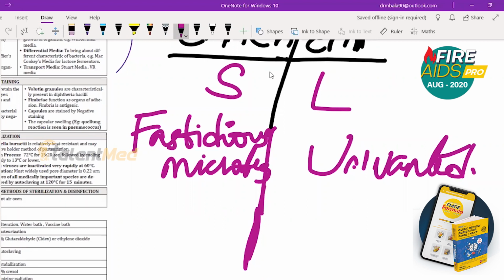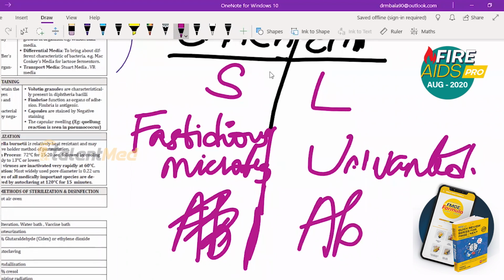Okay. Then the fourth point is that enrichment media has antibiotics. Sorry, this is enriched, right? In enrichment, you will add antibiotics. In enriched, you will add nutrients. Nutrients in enriched media, antibiotics in enrichment media.